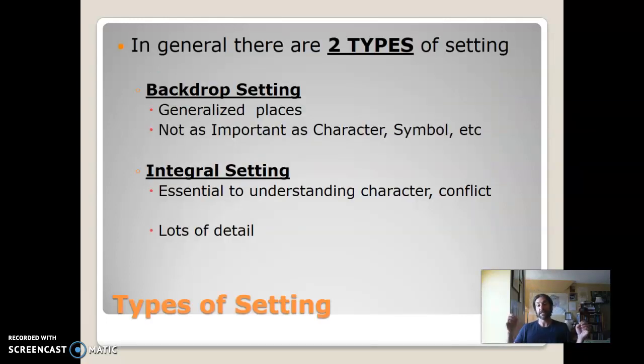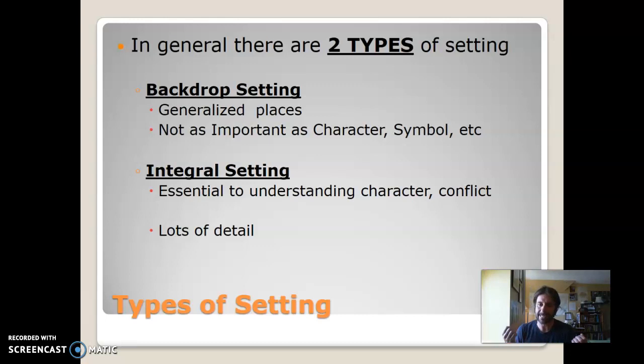Now, in terms of setting, there can be two different types of setting. There are backdrop settings and integral settings. Backdrop settings are generalized places. They're usually not as important as character or symbol in a story. It's really just a location for the story to take place. For a backdrop setting, I'd like to think in some stories, you could lift the characters out of the setting and put them into a new setting. It wouldn't change the story that much.